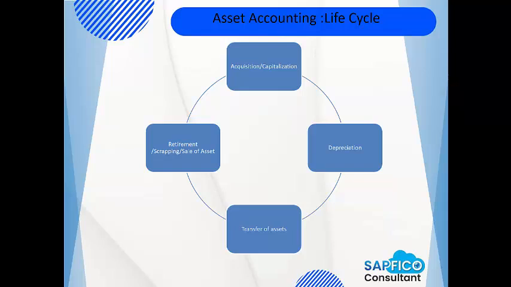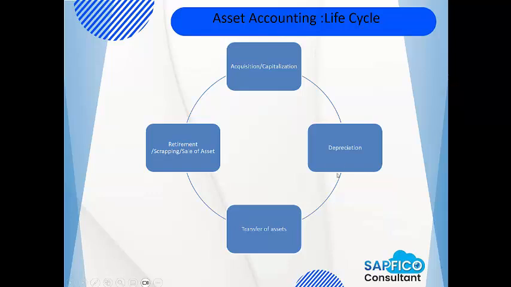So typically an asset accounting life cycle is like this. Asset accounting starts with acquisition. We first acquire the asset and then capitalize it. We capitalize all the relevant costs into the asset: the acquisition cost, the procurement, the transport cost and additional costs, and the construction cost is captured and we capitalize it.